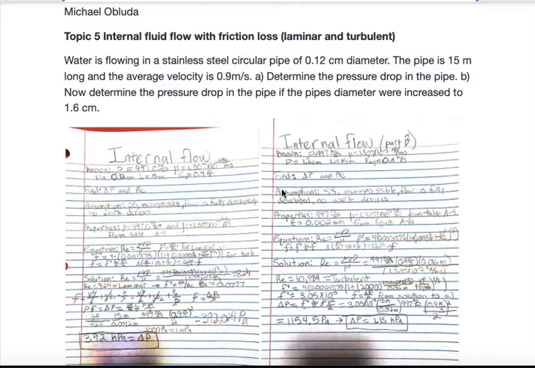So right away we're going to use a Reynolds equation, rho v d over viscosity, to find out if it's laminar or turbulent. In this case it tells us it's laminar, so we're going to use the laminar friction factor equation. Using that, we can find the friction, thus helping us finish the Bernoulli equation. Now that we know the friction factor, or the friction, we can find our pressure gradient for that problem.